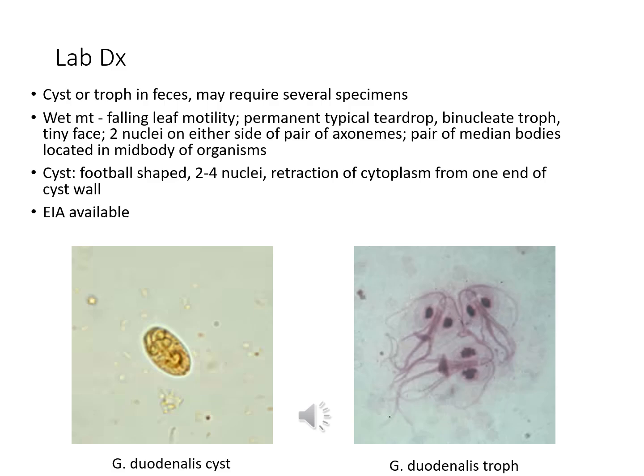Once it becomes a cyst, it's more of a football shape with 2 to 4 nucleoli found in there. You will see retraction of cytoplasm from one end of the cyst wall, and we do have enzyme immunoassays available for diagnostic purposes now as well.